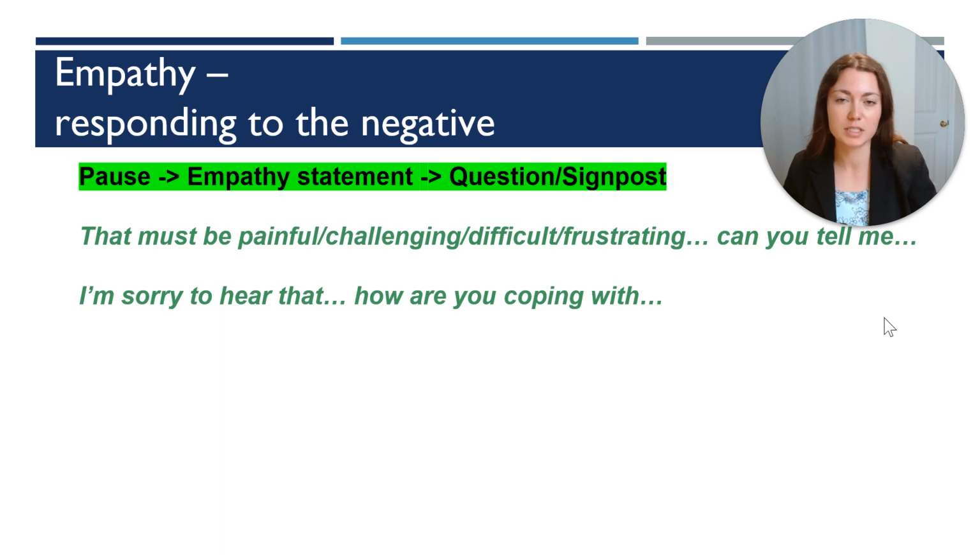This one, I'm sorry to hear that, is the one that I find tends to be overused. If someone memorizes one phrase, I find that this is usually the one people memorize. So I would, again, caution that you should have more than one phrase that you can use, and that way you can respond in different ways depending on the situation.